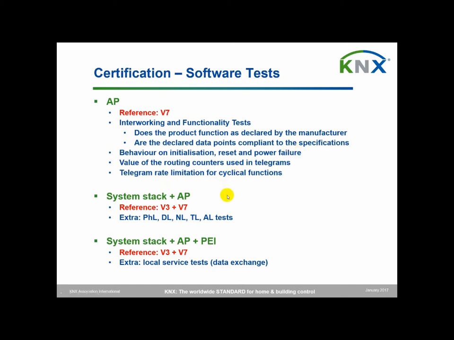If the product is, however, based on a system stack that you developed yourself, so it's not a certified stack, then some extra tests need to be done. And then the reference is not only volume 7 but also volume 3. The extra tests that need to be done are the physical layer test, data link layer, network layer, transport layer, and application layer. If the product also comes with a PEI, so on top of the system stack that you develop yourself and the application program it also has a PEI, a physical external interface on board, then another series of tests needs to be done, the so-called local service tests.